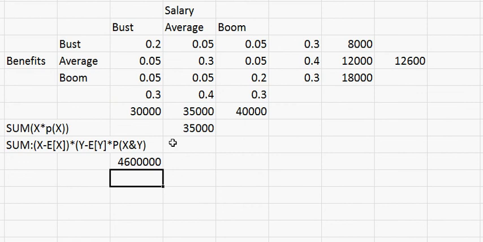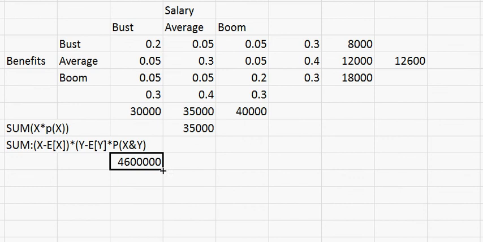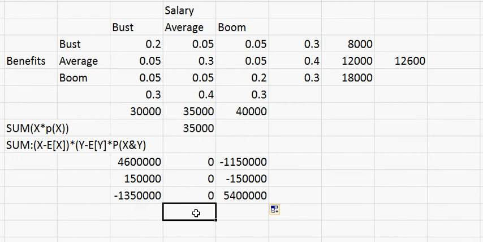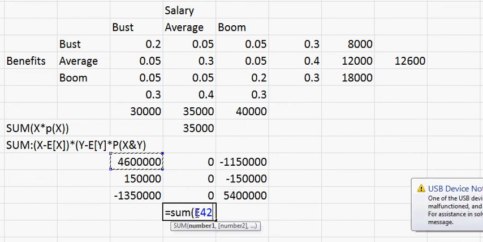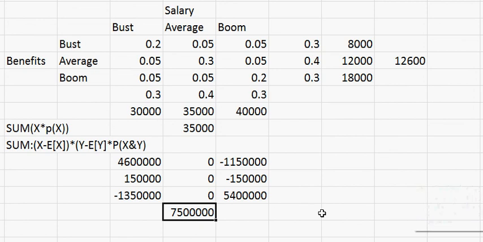So that is our value for that cell, and we need to add up all the combinations of X and Y, which is 9 different things. So fill down 3, fill over 3. Covariance is the sum of all those things. So sum of those. This number here is the covariance.